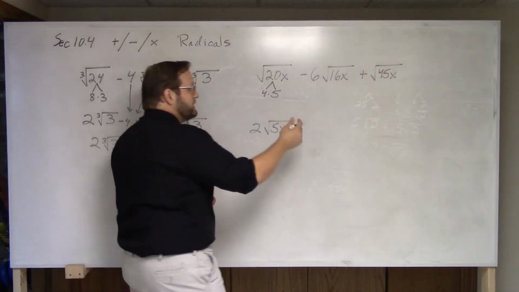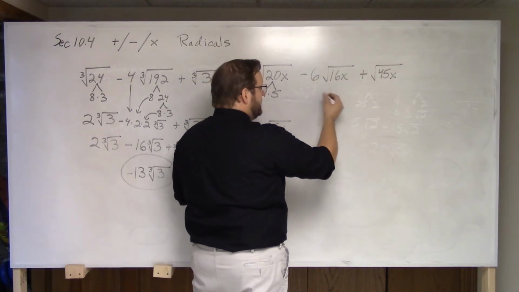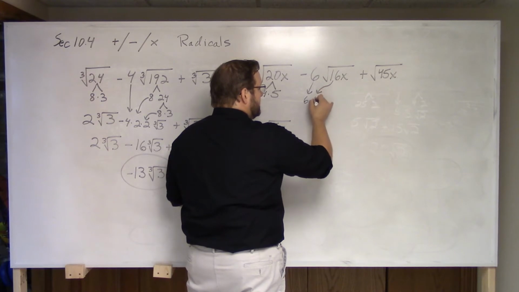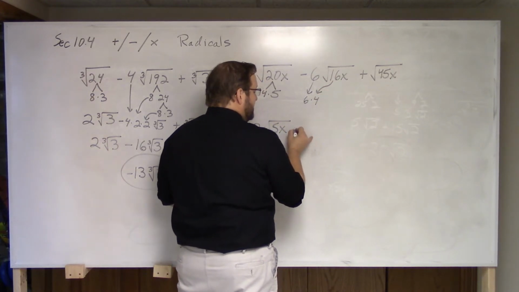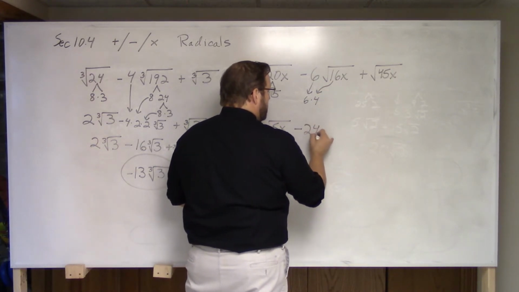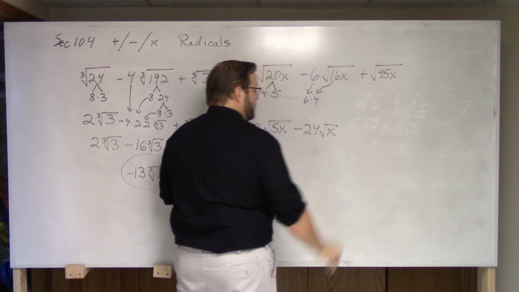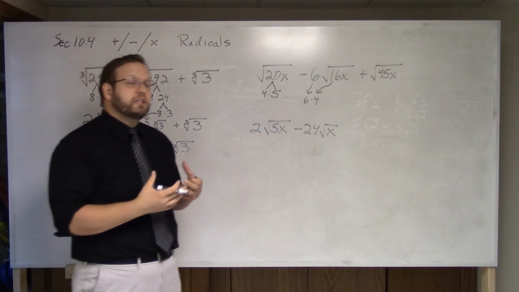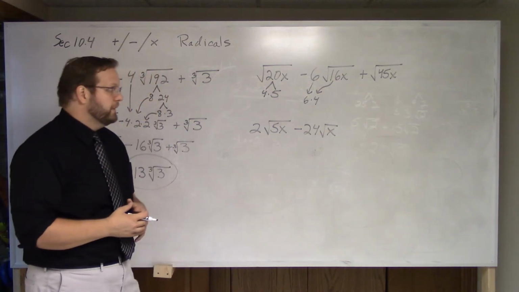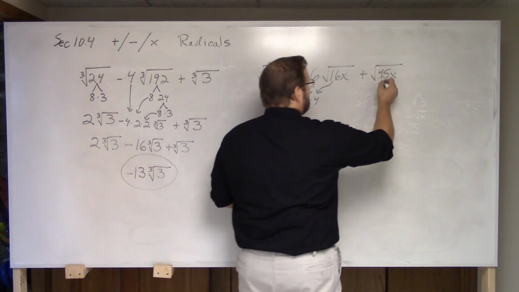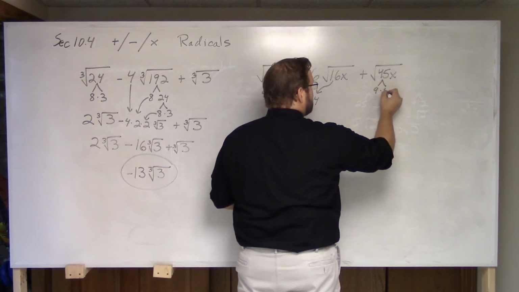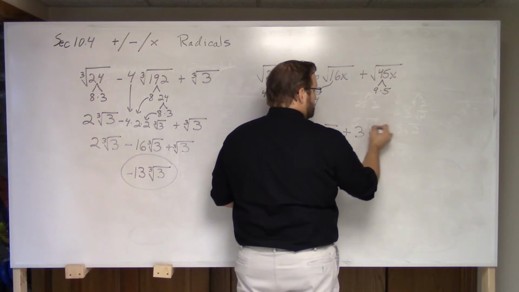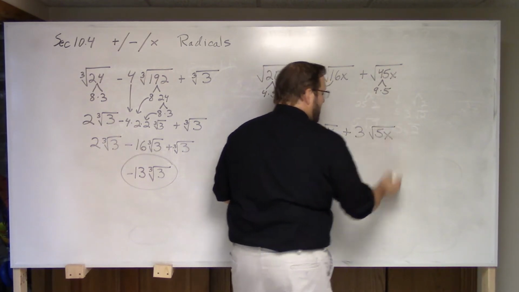Okay, this next one, 16 comes out nicely. So I still have that 6 there, but the square root of 16 is a 4. So what I get is a negative 24 square root of x. Okay, there's no other numerical coefficient left in that radical. It's just that x. And then 45, I'm going to think of as a 9 times 5. So that square root of 9 is 3 square root of 5x.